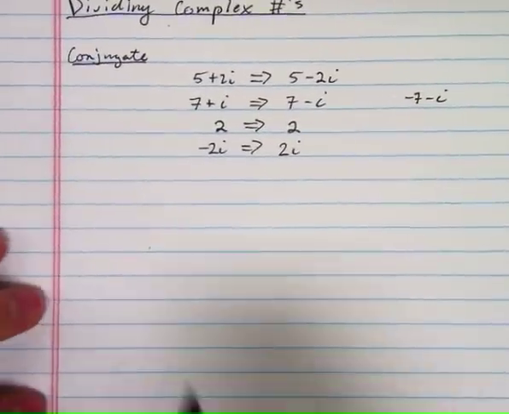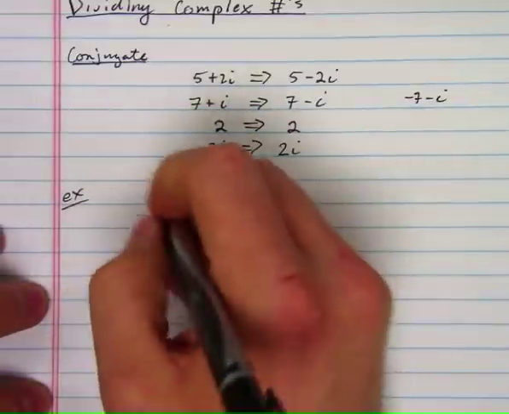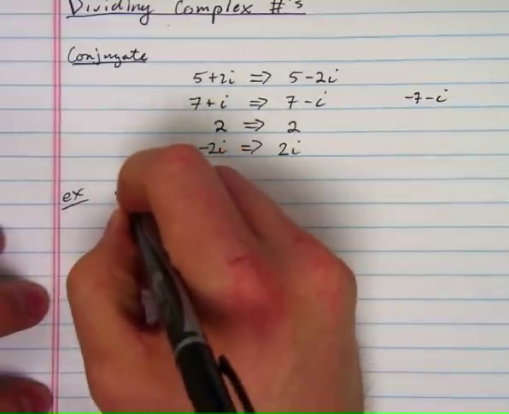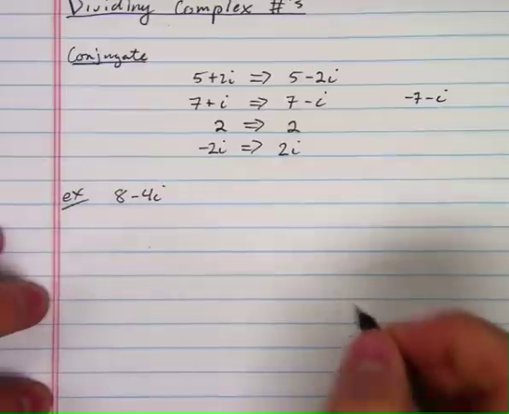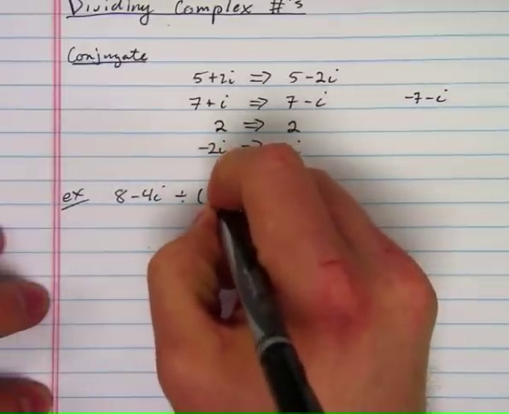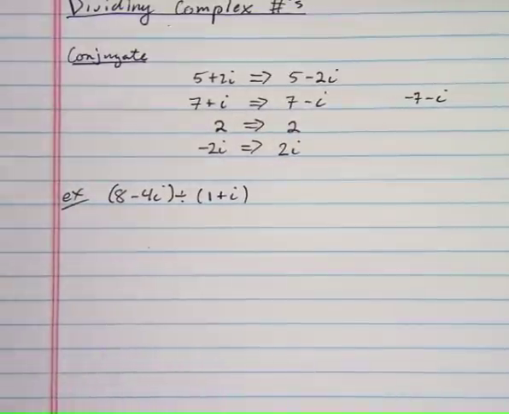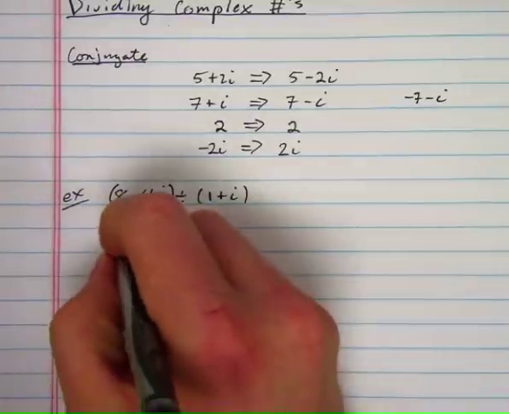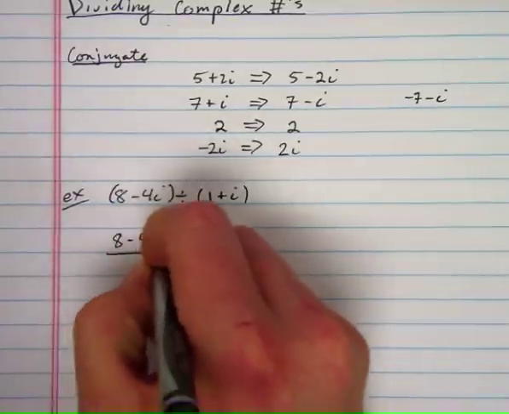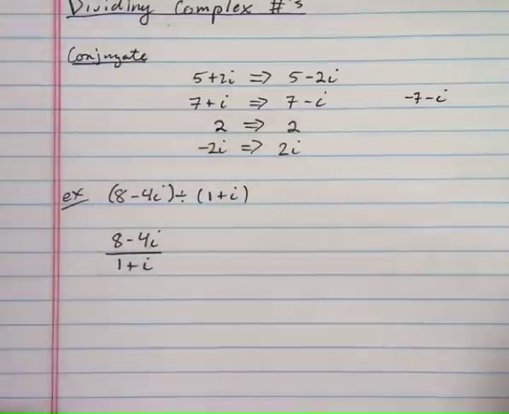So let's actually start dividing with an example. Alright, we're going to start with 8 minus 4i, and we're going to divide it by 1 plus i. Another way to write this is 8 minus 4i all over 1 plus i, because that division bar means that we divide.